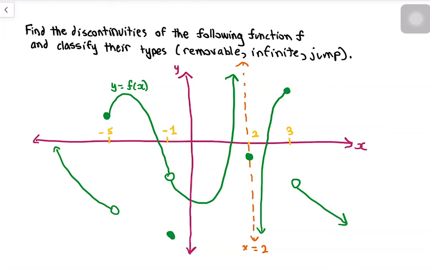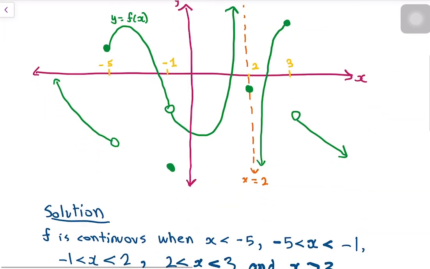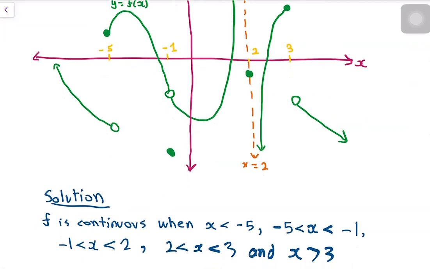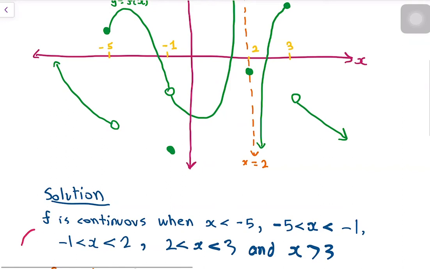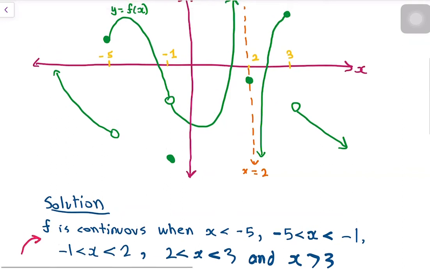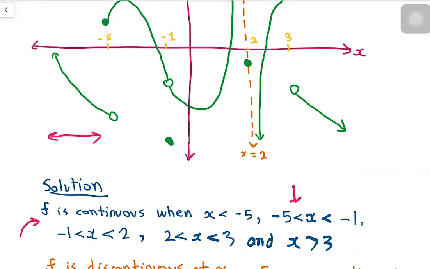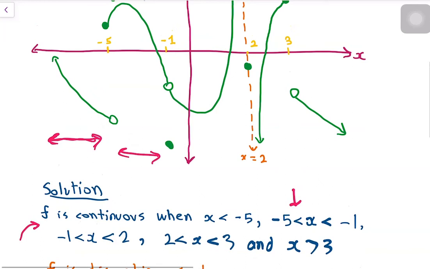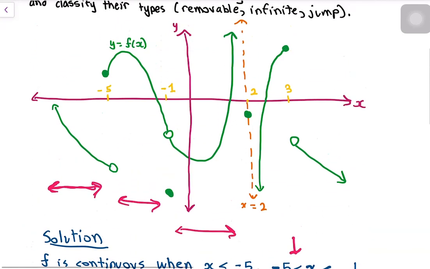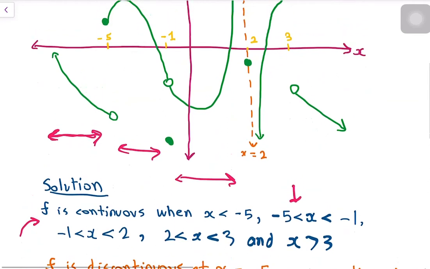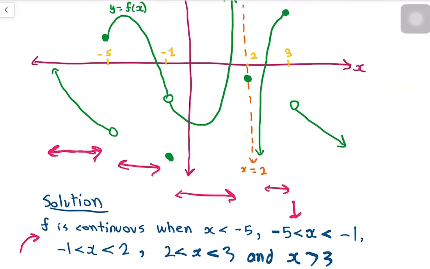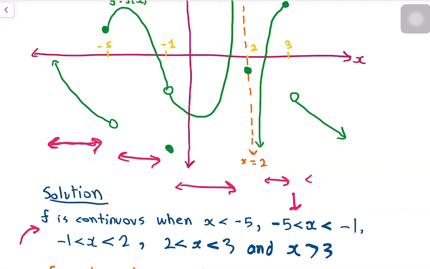Okay, so let's have a look at the solution. What we can see is f is continuous in all these regions. So we have when x is less than -5, so that's over here. And we also have -5 less than x less than -1. It's also continuous. We also have -1 less than x less than 2, so it's continuous in this area over here. It's also continuous between 2 and 3 here, and it's also continuous when x is greater than 3.